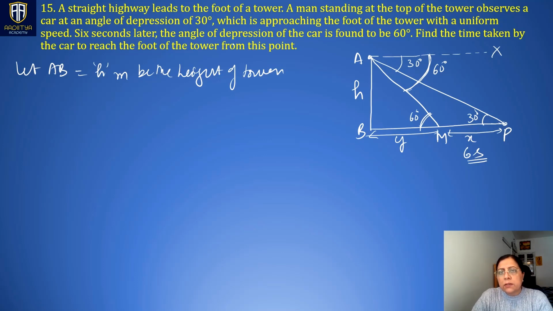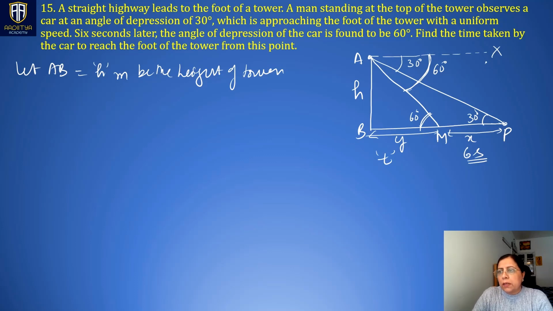Now the question says, 6 seconds later, the angle of depression of the car is found to be 60 degrees. Find the time taken by the car to reach the foot of the tower from this point. We have to find how much time is taken to cover the distance y, right?